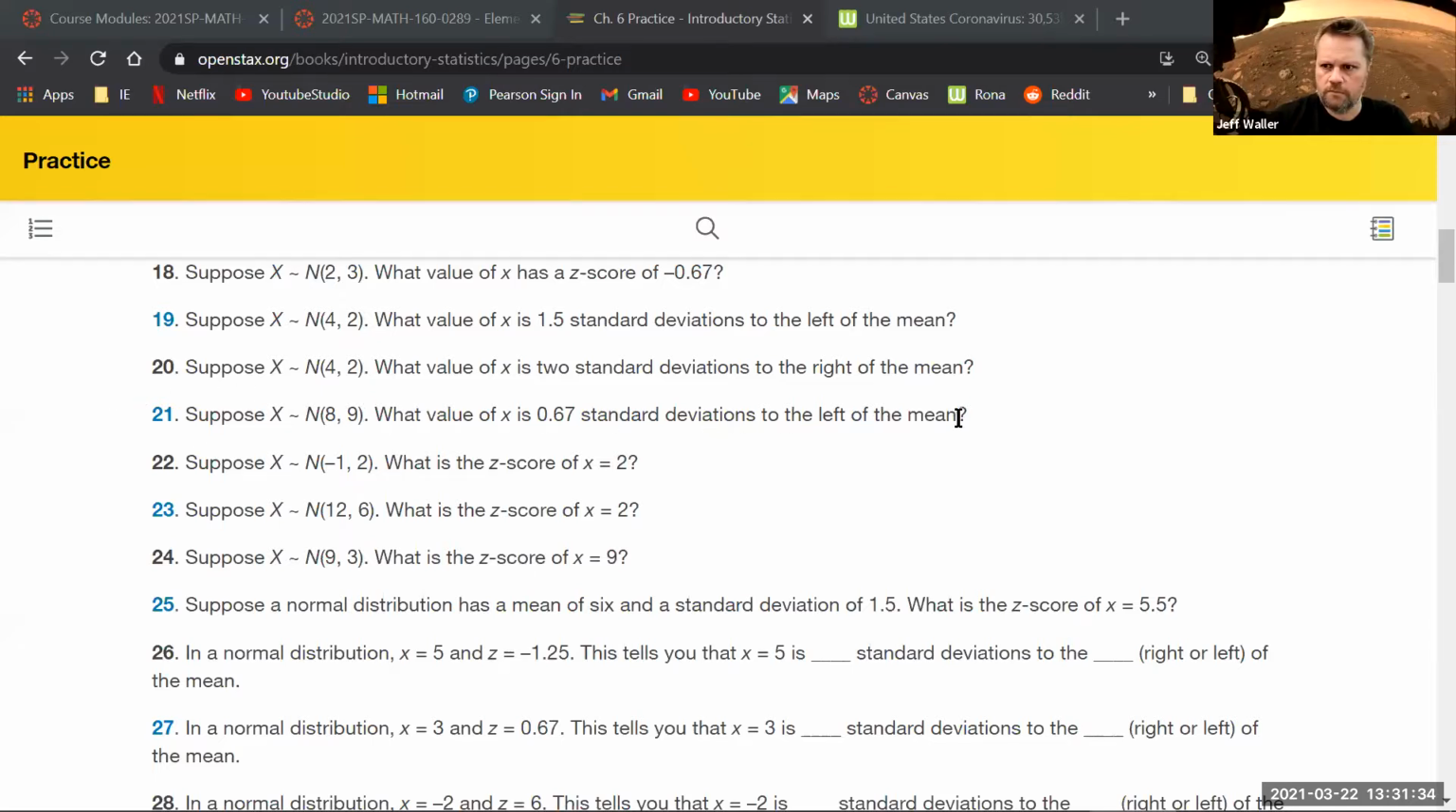I have a homework question. For 6.1, number 21, I'm kind of confused about it. I got an answer, but I don't think it's right. All right, hold on. Number 21, this one? Yeah. So how did you get your answer? I was looking for X, and I did 8 plus 9 times 0.67, and then I got 14.03. But I think I'm doing it wrong.